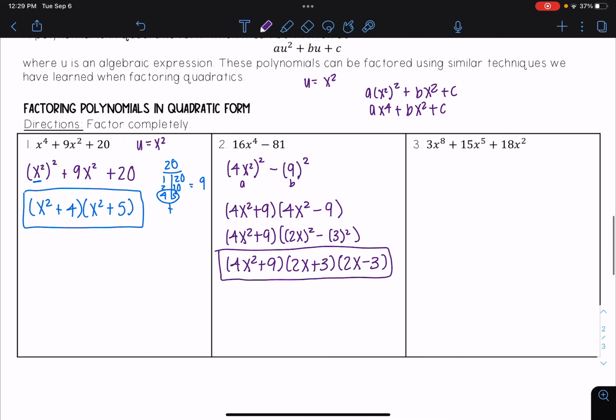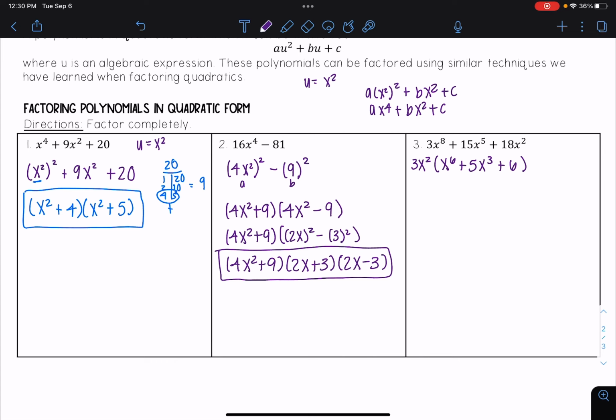Okay, let's look at one more. Here I have 3x to the 8th plus 15x to the 5th plus 18x squared. Here I do have a GCF. First I see that 3 can go into all of these, and x squared. So I have 3x squared that I'm going to factor out. When I factor that out, I'm left with x to the 6th plus 5x cubed plus 6. And I can actually rewrite this so it looks like it's in quadratic form.